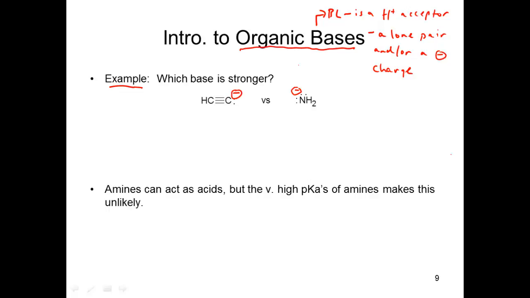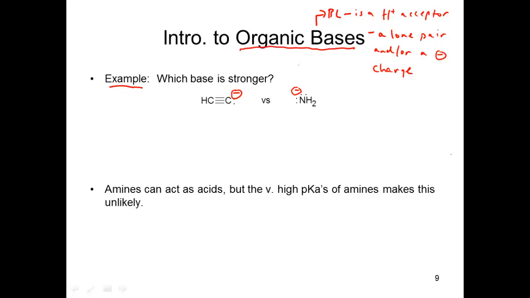So we want to know, if you had an H+ and you put it into a solution that contained the amide anion, that's what this is called, and the same solution contained what's called the acetylide anion, so these are the two bases, and you throw an H+ in there, where would it go? Would it go to the amide or would it go to the acetylide? Whichever one it goes to is stronger.